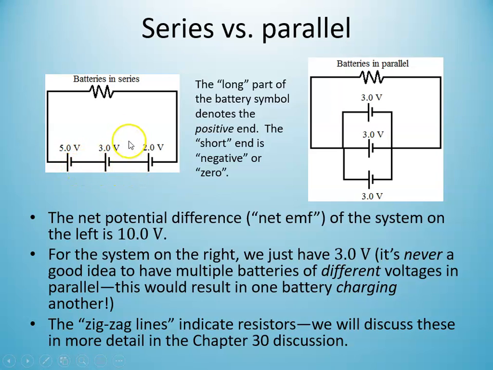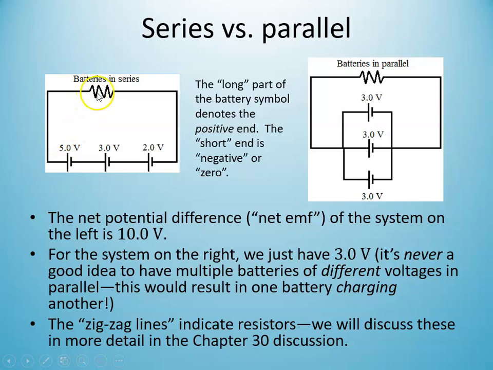If I had, say, reversed the 3 volt battery and had the long line on the right side instead of the left side, then the whole electric potential of this whole thing would actually just be 4 volts. And that would not necessarily be a good idea unless my 3 volt battery happens to be a rechargeable battery, because I actually would be running current through it the opposite way to try to charge it up. So in any case, the net EMF of the system on the left is 10 volts.